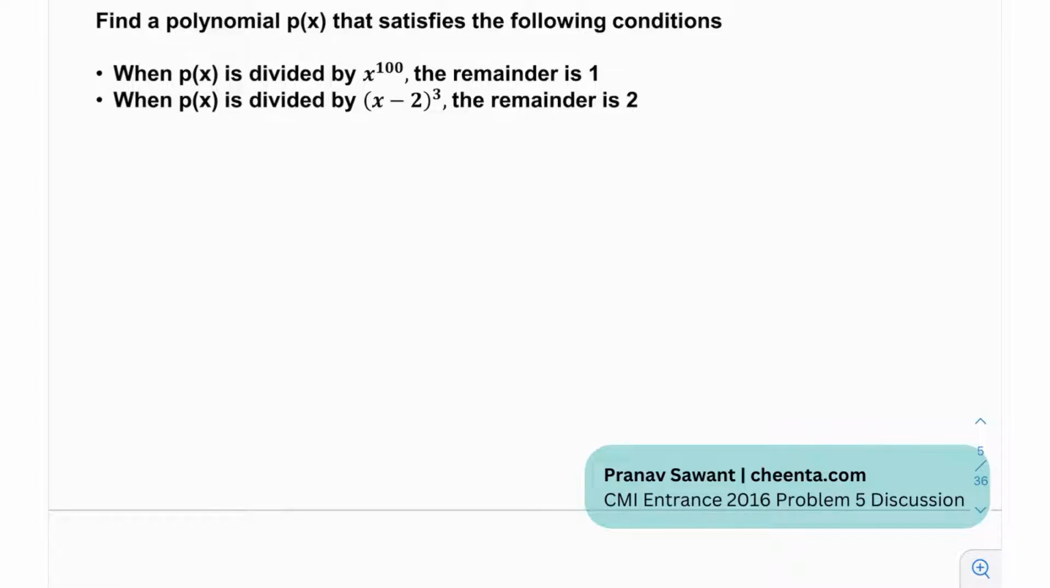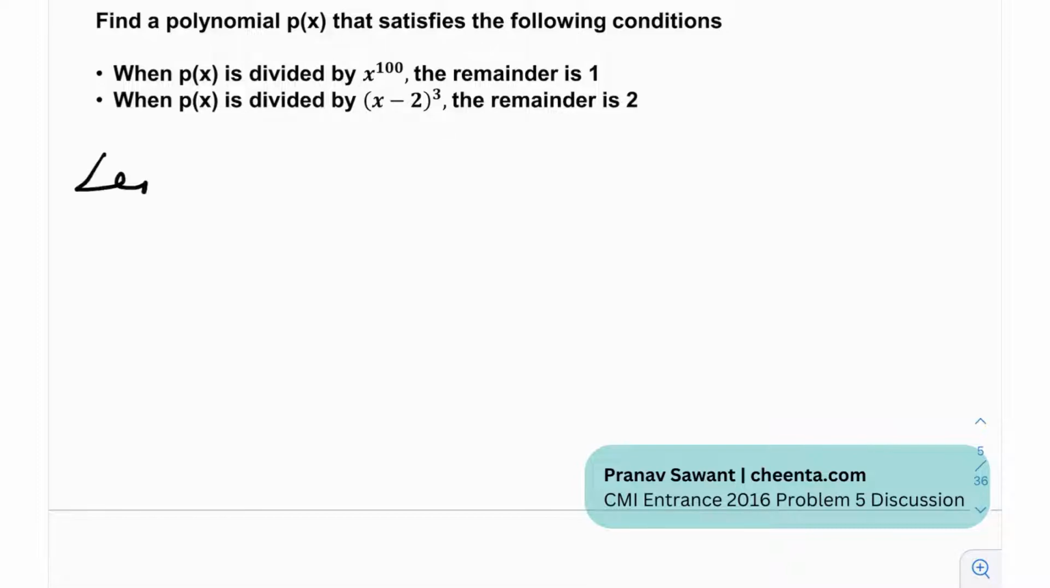So whenever you see this thing of a remainder, what comes to mind? Obviously, the remainder theorem is probably something that comes to mind really quickly, right? You see a polynomial p of x, certain things like x to the power 100, (x minus 2) whole cube, maybe the remainder theorem is going to be used. And yes, it will be used, but not in the first step. So yeah, let's see what we can do with that.